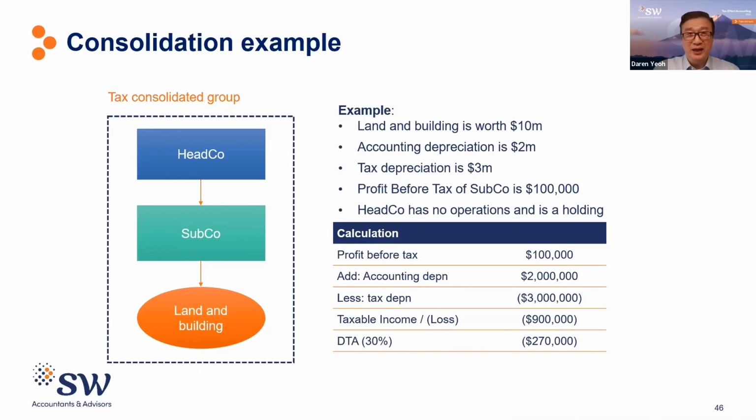The profit of the subsidiary is 100,000. Again, assume the head company has nothing in it. So what you need to do is firstly calculate your statement of taxable income. You start with a profit of 100,000, accounting depreciation of 2 million, and tax depreciation of 3 million. So tax is more than accounting, and therefore there will be a DTL on this entry. We have a taxable loss of 900,000. And let's say the subsidiary assesses that it can recognize the losses and records a DTA of 270,000.